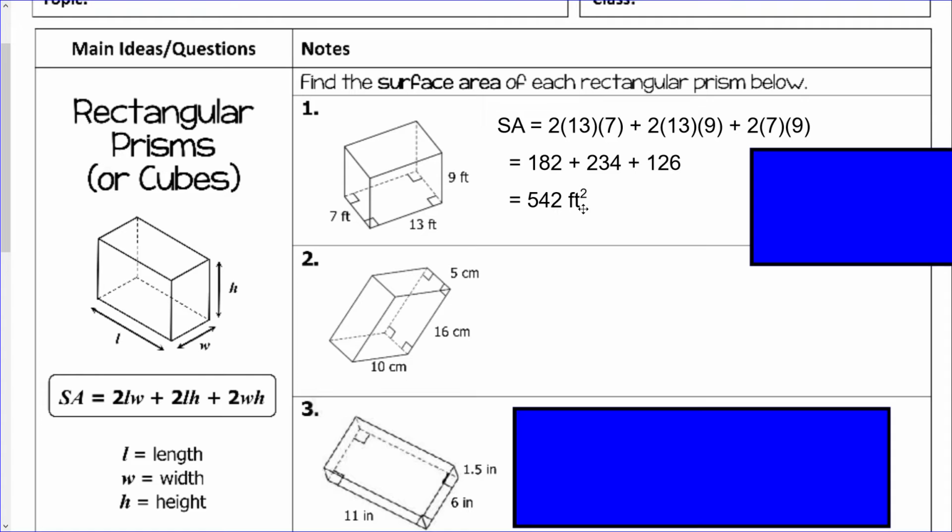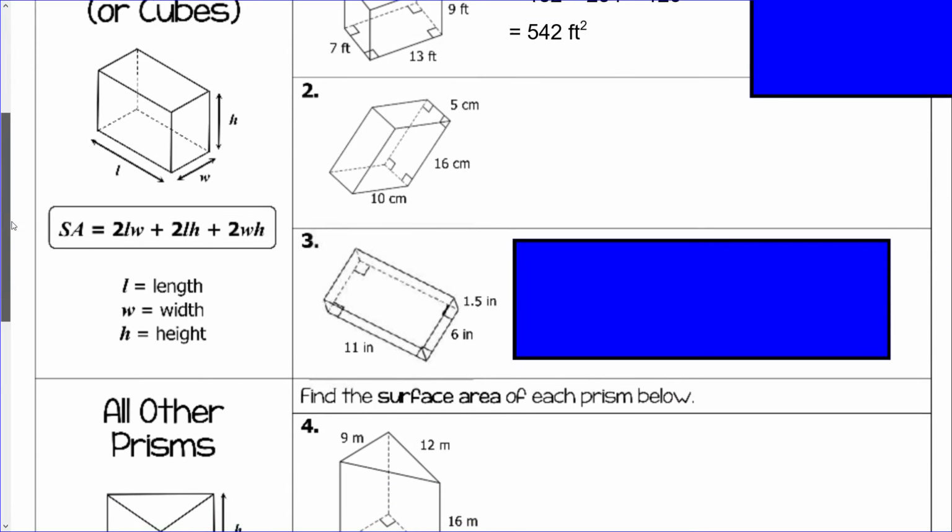Now, please keep in mind, because we're looking at area again, our answers will be squared, not cubed. I will probably never dock you marks if you accidentally put a cubed, but please keep in mind what it's supposed to be. All right, on we go.